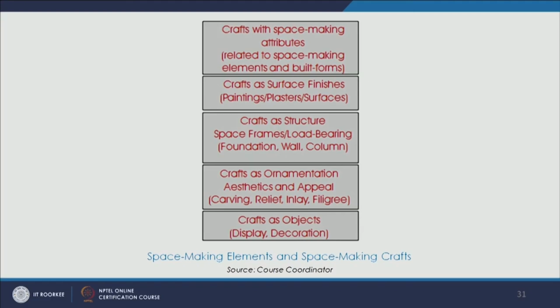So again, just a summary, the crafts which have space making attributes, they are called space making crafts or building crafts or architectural crafts. We can see these craft forms as surface finishes like paintings, plasters, surfaces. We can see them as structure, load bearing, foundation, wall, column. We can also see craft as ornamentation. So there is carving, relief, inlay, filigree work. And we also see craft as objects, so display, decoration, products for utility.